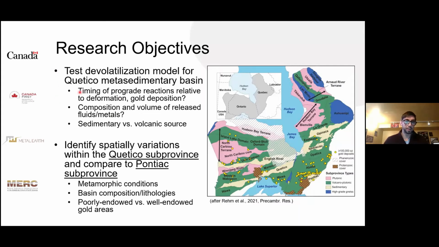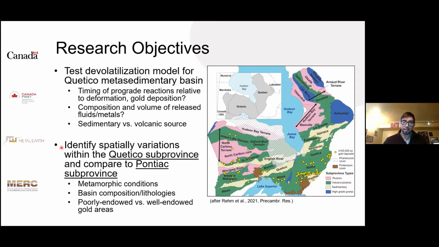So we would be looking at the timing of these prograde reactions, how they fit in with deformation events and gold deposition within the greenstone belts, what the composition of the fluids and the volumes of the fluids released during these prograde reactions, and investigate the potential of a metasedimentary versus a volcanic source.